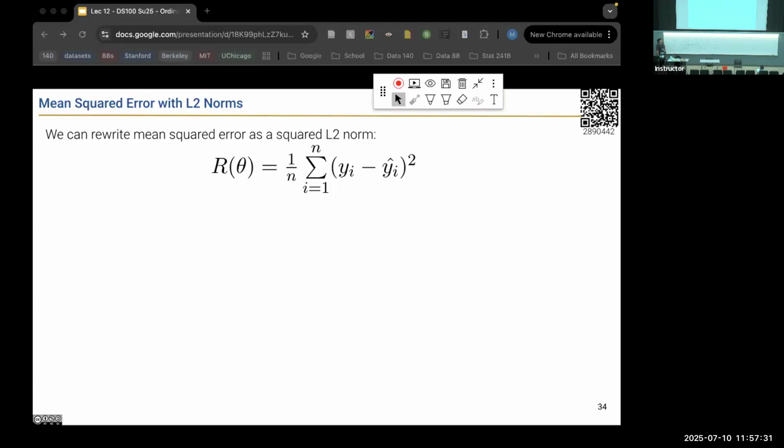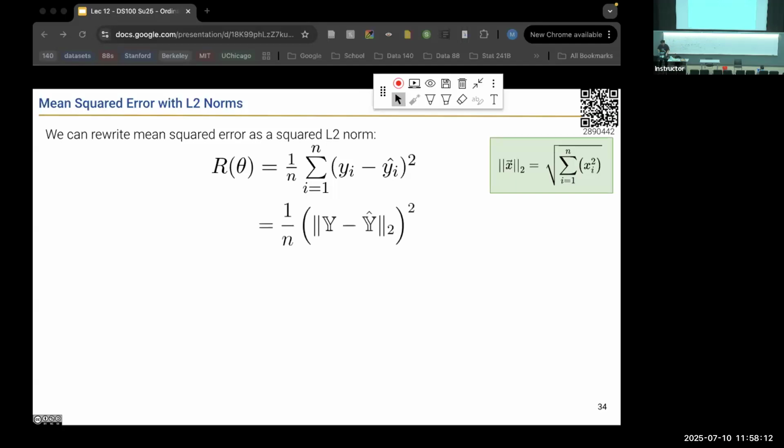All right, so what does that have to do with my MSE then? Well, if you compare the mean squared error with the L2 norm definition, and you replace xi by yi minus yi hat, ignoring that 1 over n, what you get is the L2 norm of a vector where the first entry is y1 minus y1 hat, the second entry is y2 minus y2 hat, etc.